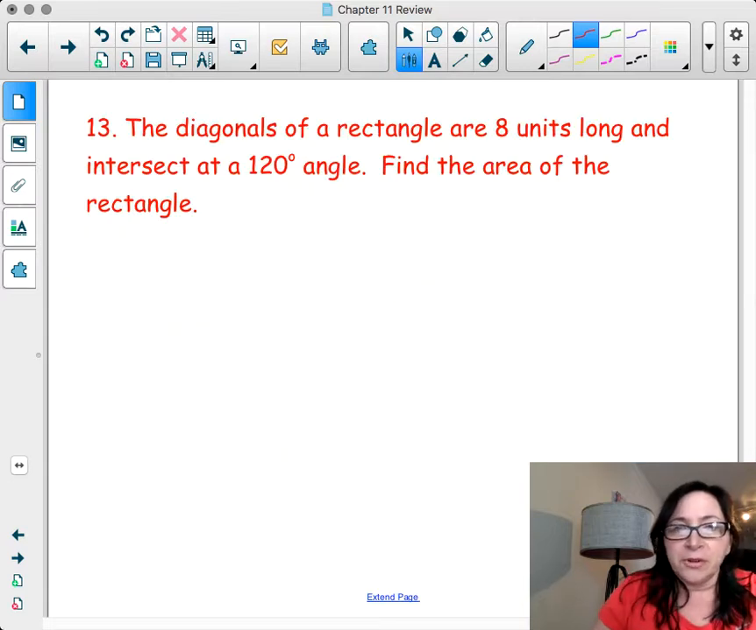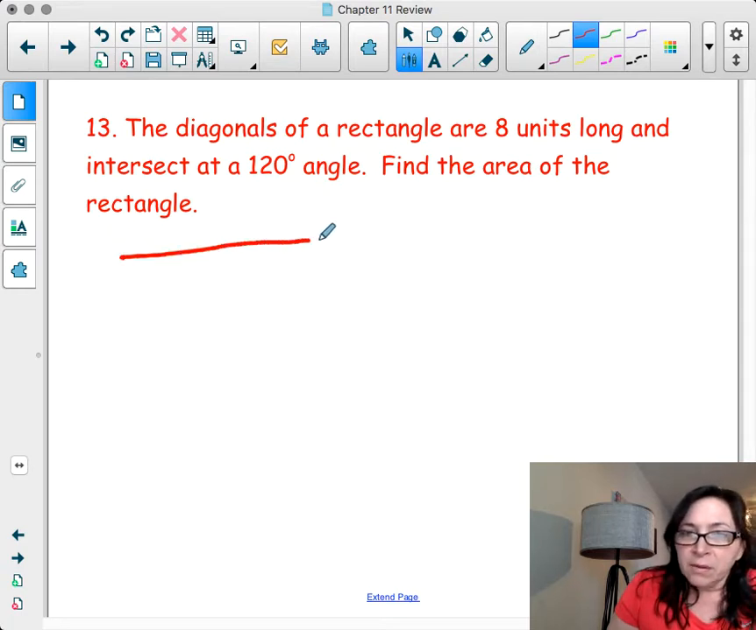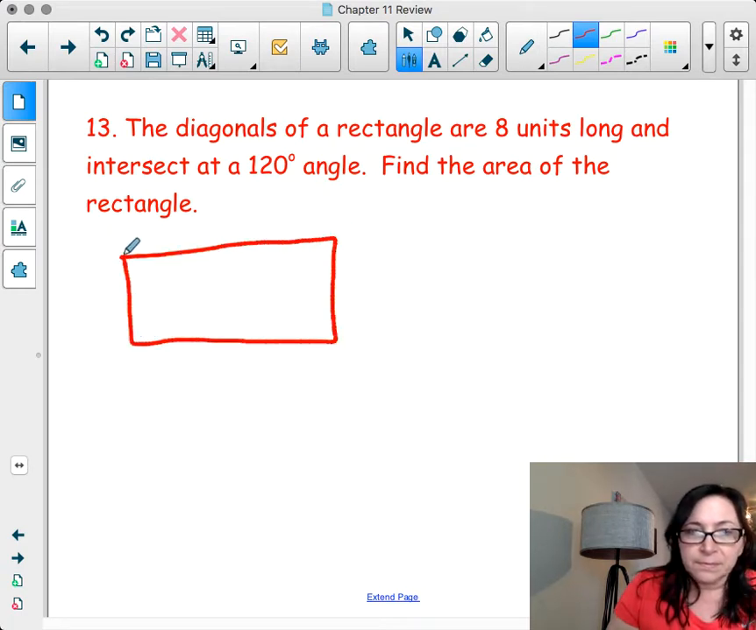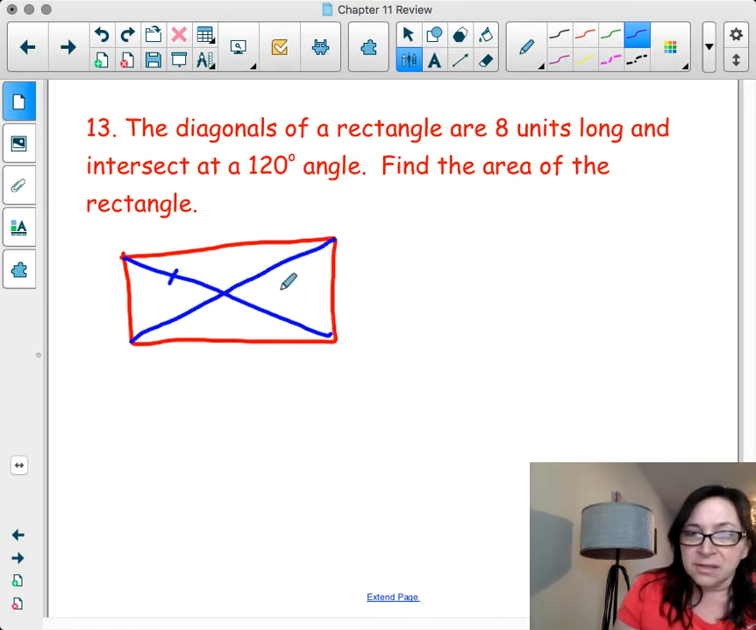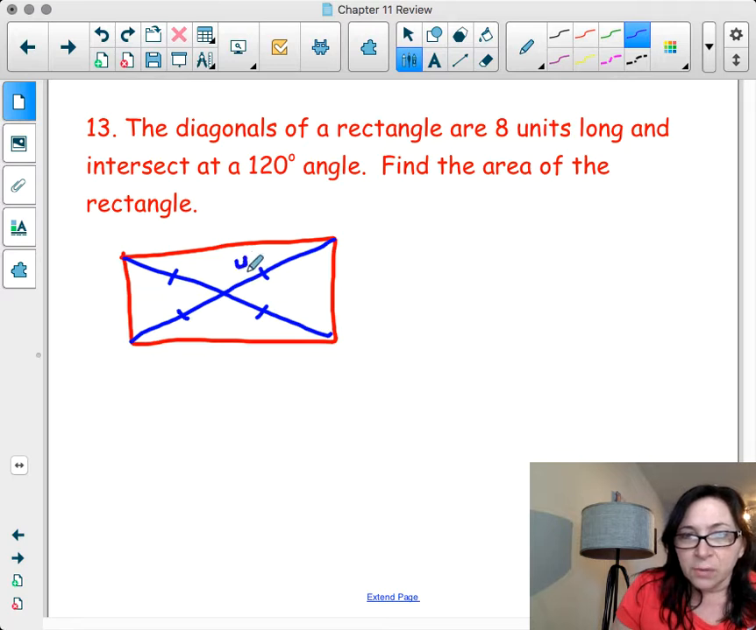So problem number 13 says the diagonals of a rectangle are 8 units long and intersect at a 120-degree angle. Find the area of the rectangle. So let's see, we're going to make a rectangle. And the diagonals are 8 units long, so there's 8. And the neat thing about rectangles is that not only are their diagonals equal length, but they are bisected. So of course, then 8 becomes 4.